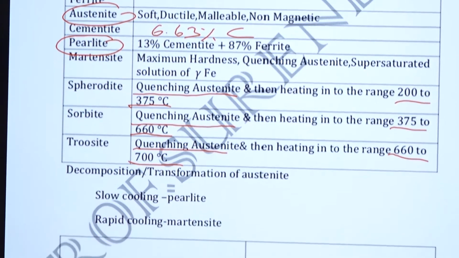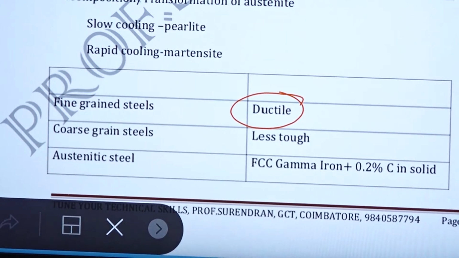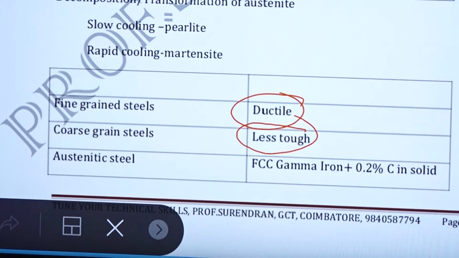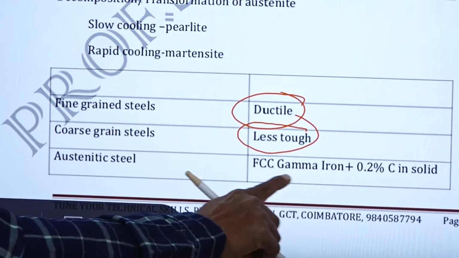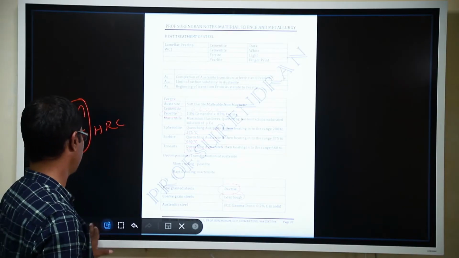So we should have fine grained steel, which is ductile in nature, and coarse grained steel, which is brittle in nature. Okay. So austenitic stainless steel has FCC gamma iron plus 0.2% of carbon in solid solution.